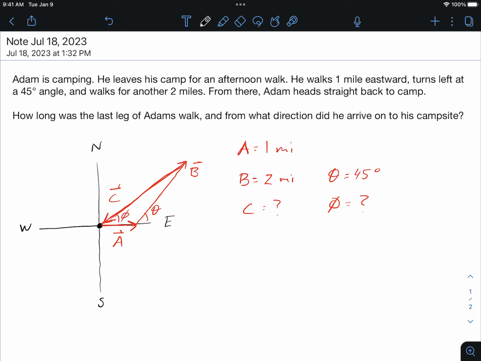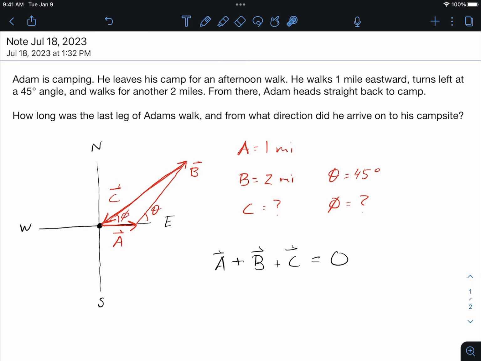And so we know how to write that in math. So Adam goes along A, and then, that's vector addition, goes along B, and then he goes along C, and he ends up where he started, which is the origin. So that's 0. So there you go. This is the relation between the variables that are in my picture.